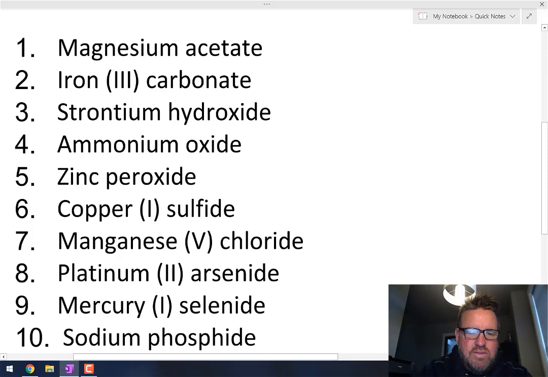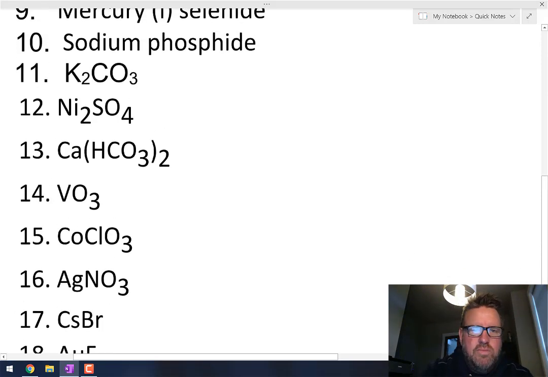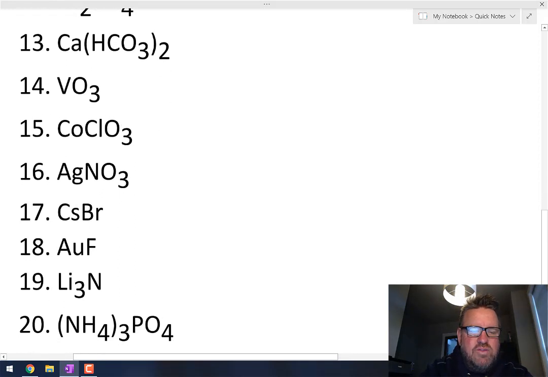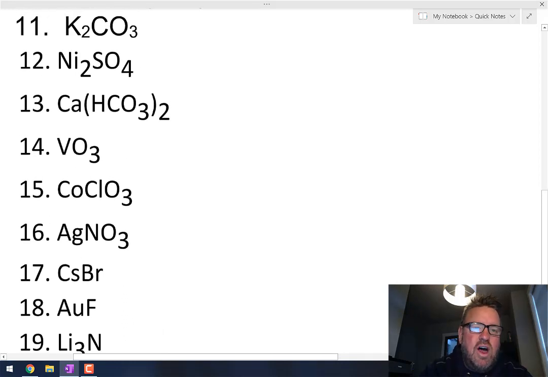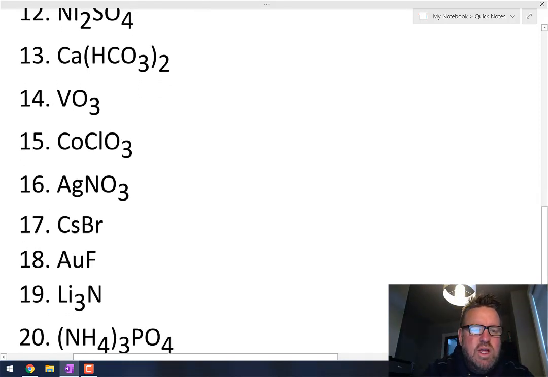Okay, and then we're going to have 10 more here. So it moves down here. There we go. So we're going to have 10 more starting at number 11, K2CO3, going down to (NH4)3PO4. And on those 10, obviously we're going to be writing the names. So if you would like to, again, pause and then take a picture of those, you can do that.